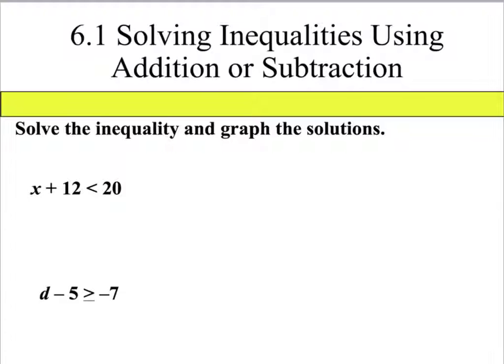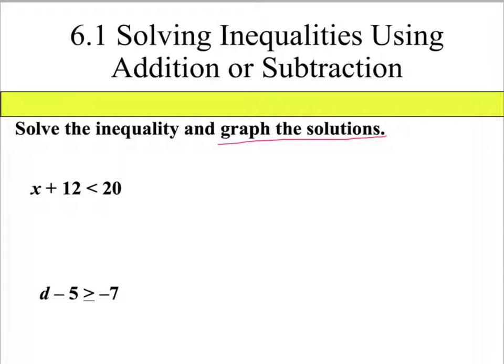So write this down, and then what I want you to do is solve it just like you would a regular equation. X plus 12 is less than 20, and d minus 5 is greater than or equal to negative 7, just like you would if they were equal signs, and then graph the solution. See what you come up with. See if you can get this. Okay? Pause now.